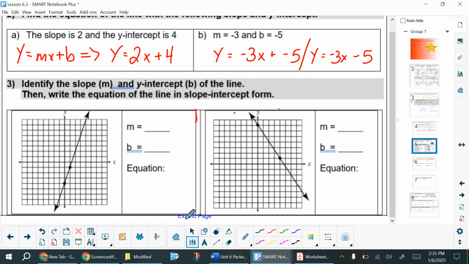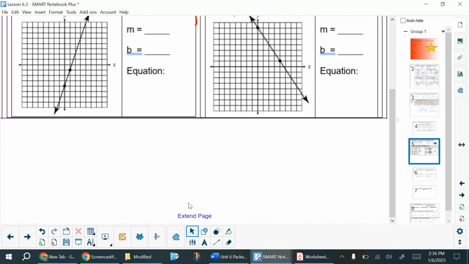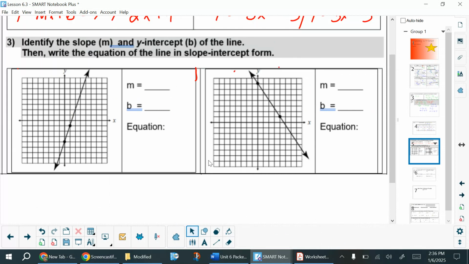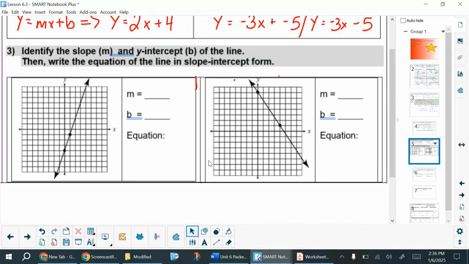Okay, and then the last thing down here before we move on to the very last section is identifying the slope and y-intercept of a line from a graph and then writing the equation. So if I'm looking at my graph here, what I need to do is find my rise and my run and write the slope. We know how to do that. So it went up 3 and it went to the right one, which is positive 1. So my slope is positive 3 over positive 1, which is just 3.